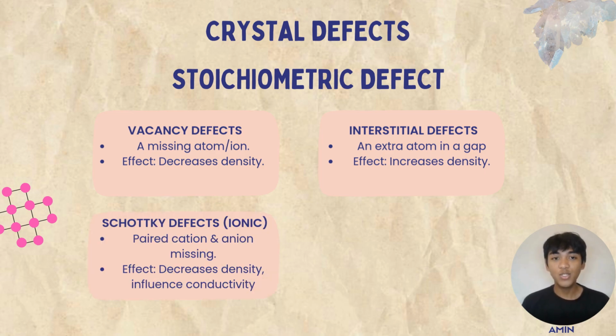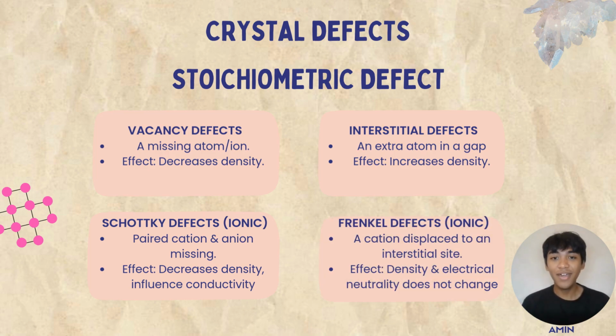And the third one is Schottky defect. One of its paired cation and anion is missing. It decreases the density and influences the conductivity. And the last one is Frenkel defect. A cation displaces to an interstitial site, so the density and electrical neutrality do not change.